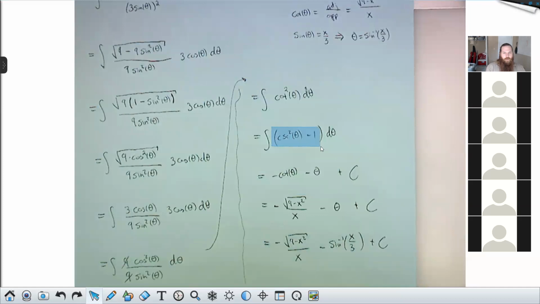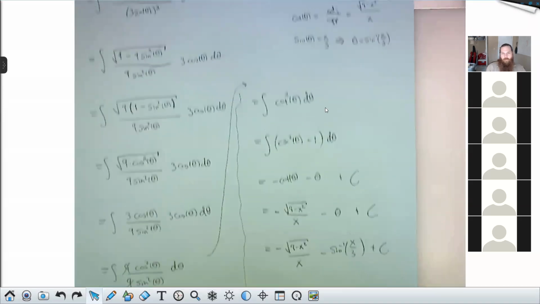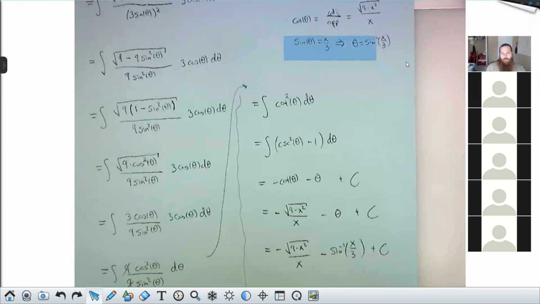The answers to these trig integrals are always either trig functions themselves, for which you'll use your triangle, or theta, powers of theta, that kind of thing. And these you will always get just by solving your original substitution for theta.